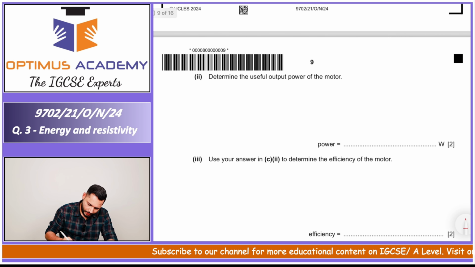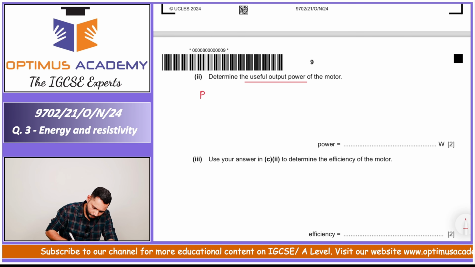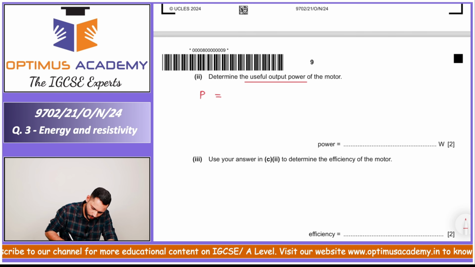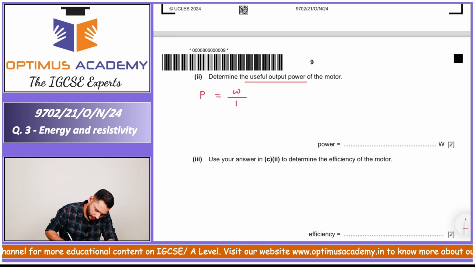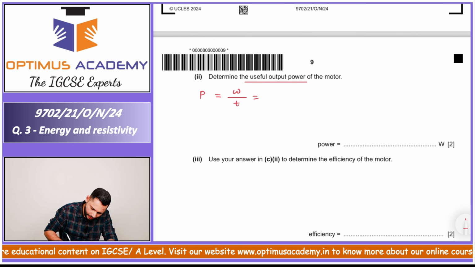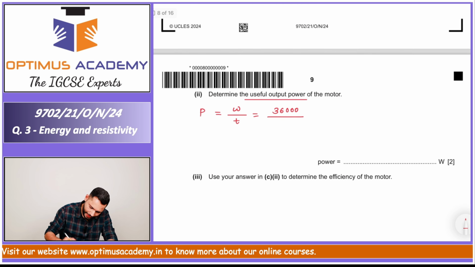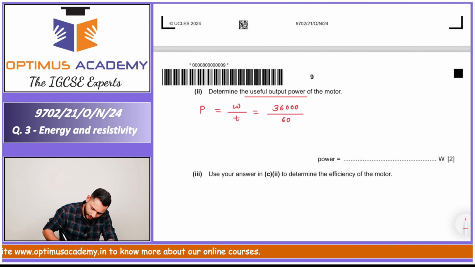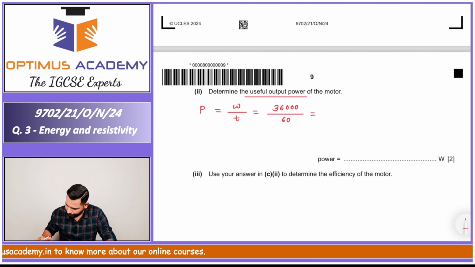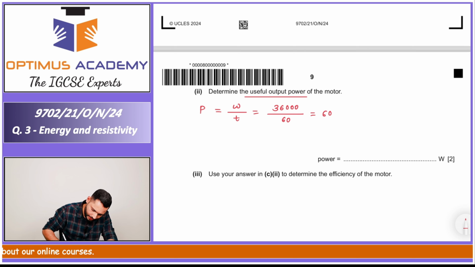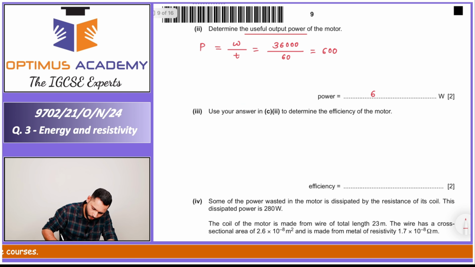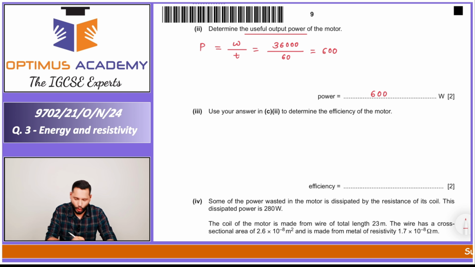Next question. Determine the useful power of the motor. So power is equal to work done upon time. The work done is 36,000 divided by the time. Time is 1 minute, so it will be 60 seconds. Okay, so 36,000 upon 60, we get answer 600. So the useful power developed is 600 watt.